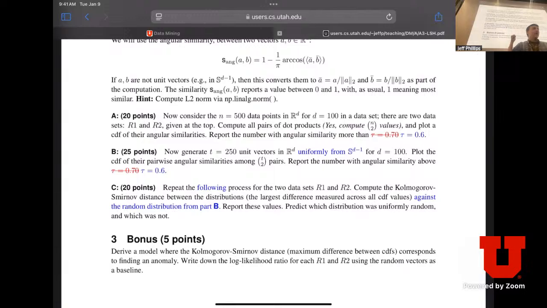Note that the ones in part A have 500 data points. The ones in part B have 250 data points. And then you look at all pairs of these internally, but the plots of the CDF should be comparable to each other. It looks at the Y values between 0 and 1, independent of how many data points you have. So that's why it's a useful way to plot and measure these things.